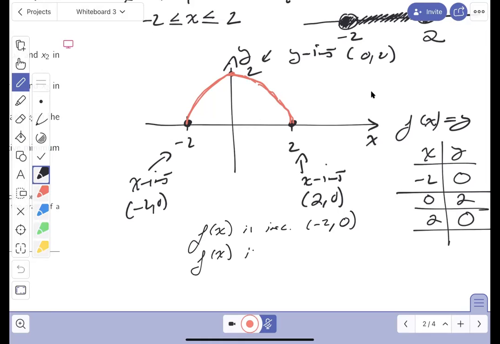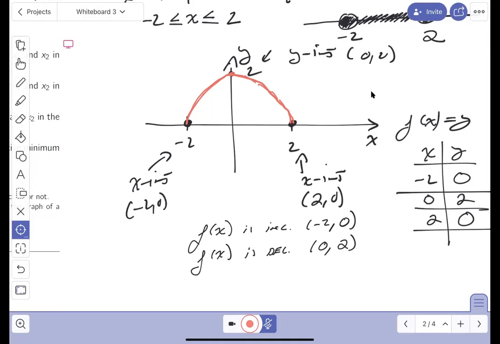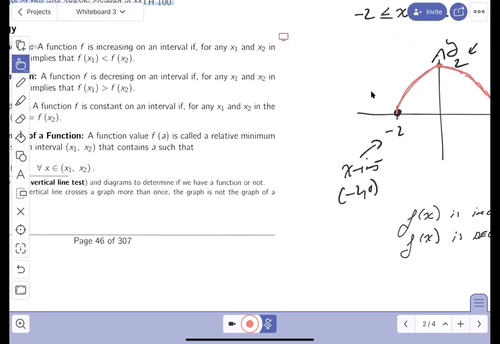F of x, and again, we'll go to other examples, is decreasing. As we're moving left to right, the function is moving down. It's falling down. And where's that interval going to be? 0 to 2. Let me point that out to you. As you move left to right, this function is moving down. What's the left to right motion? X goes from 0 to 2. All right? So I'm going to say, it's not too bad. We'll go to other examples.